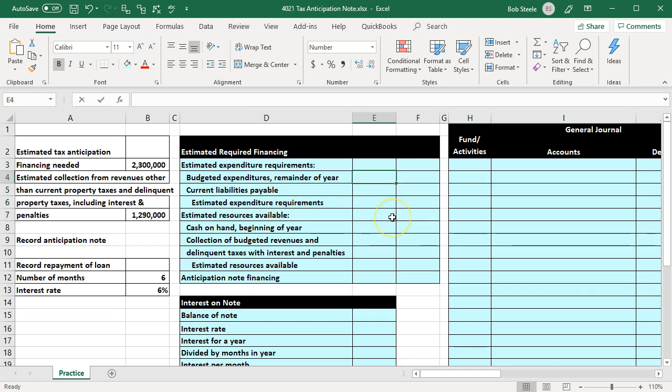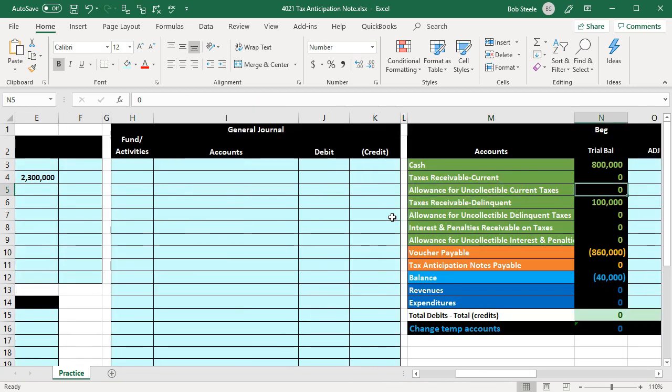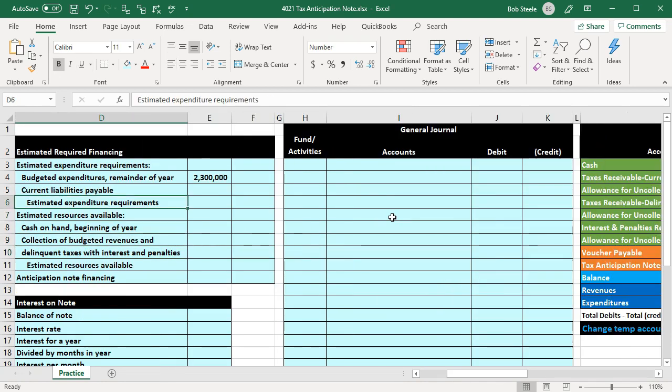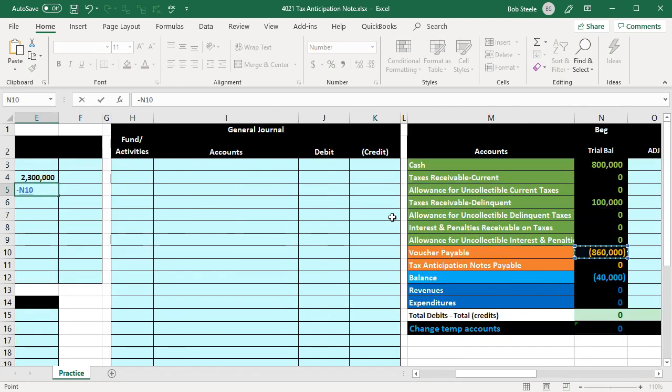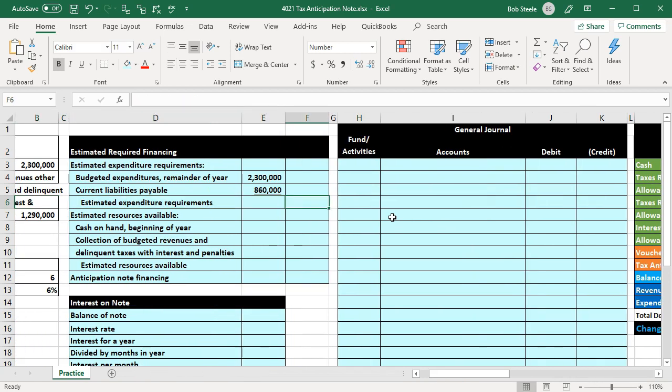So we're going to start off with this $2,300,000, and then we're going to take a look at our trial balance and see what kind of liabilities we have over here, which includes this payable of $860,000. So we're going to have to pay that off. That's going to be current. I'm going to say negative of this number. So we're going to add those up. So this is going to be summing these up. We're going to say equals the sum of these two items.